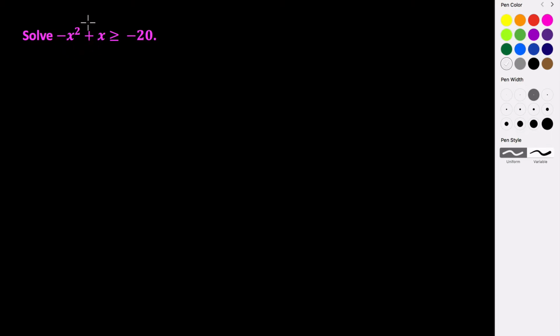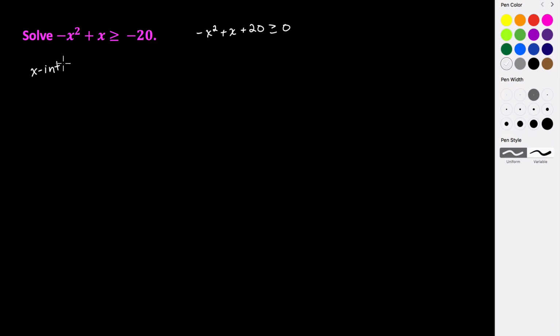Before we can do that, we need to make it so that all of the values are on the same side of the inequality, so that we have a quadratic in standard form. So I'm going to add 20 to both sides. When I do that, we get the inequality negative x squared plus x plus 20 is greater than or equal to 0. What we're trying to figure out is, where is this function greater than or equal to 0? Where is it above the x-axis? So let's find the x-intercepts for this function.